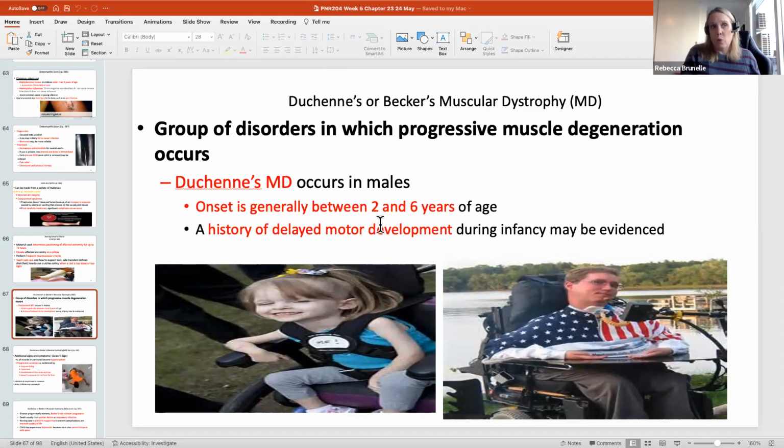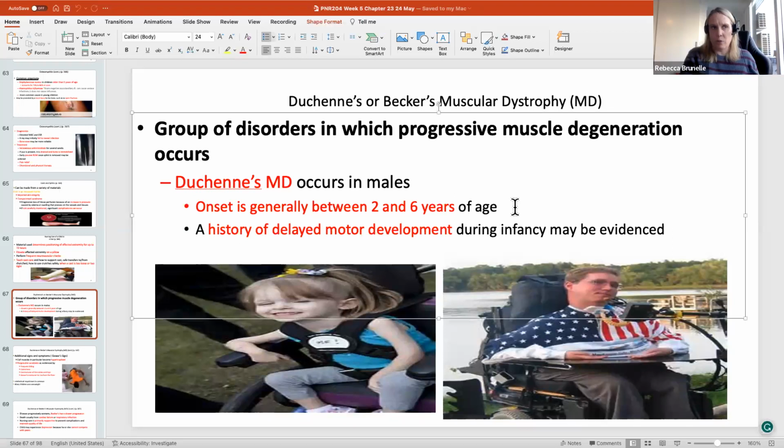You usually start seeing symptoms between 2 and 6. A lot of times you expect kids to be walking and then they're not. So kids that are clumsy, that fall down a lot, that don't seem to be developing normally from a mobility standpoint, you start to worry about muscular dystrophy.